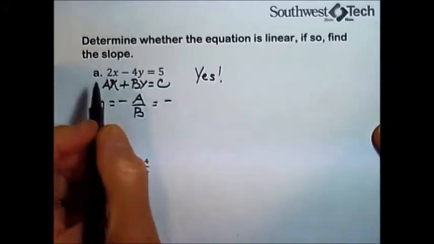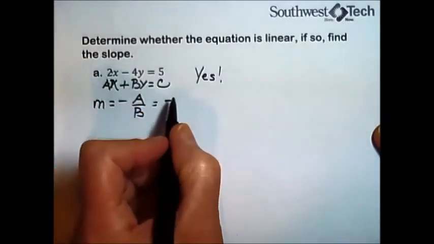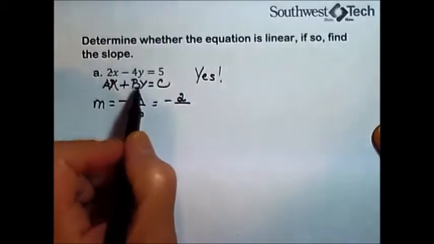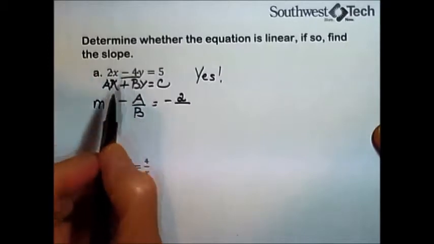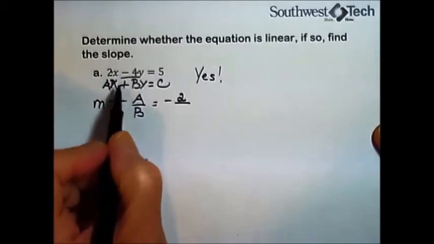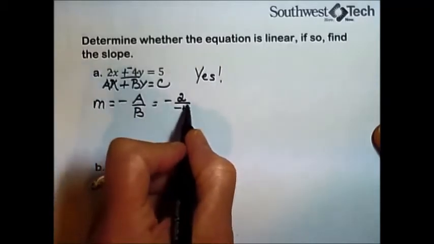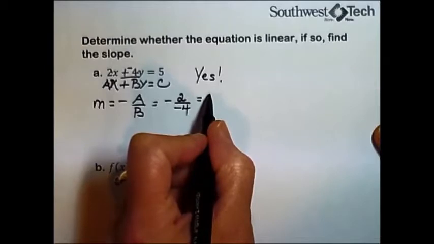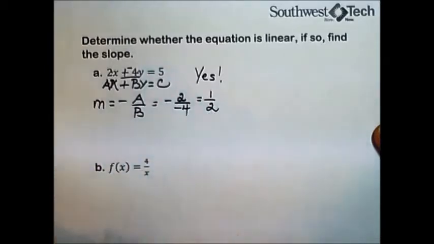So we've got the opposite. A is the coefficient of x as long as it's in the standard form. So a is 2. B is the coefficient of y. It appears to be a negative 4, and it is. If we change that subtraction into plus a negative, it's clearly a negative 4. We have the two negatives, which gives us 2 over 4, positive, and if we reduce it, we would say the slope is 1/2.